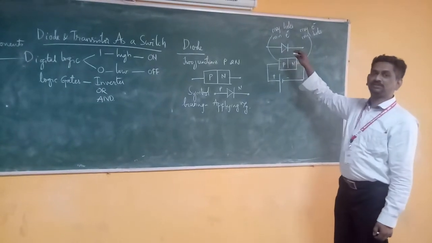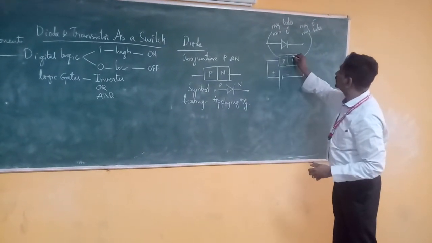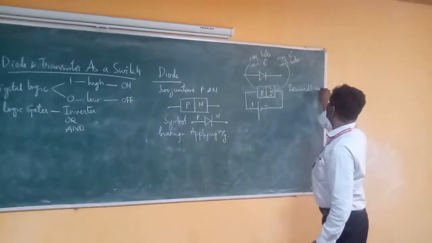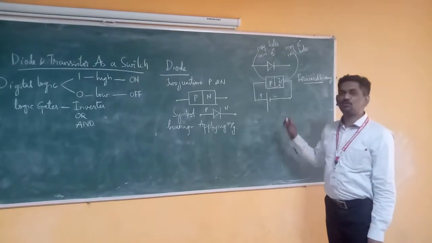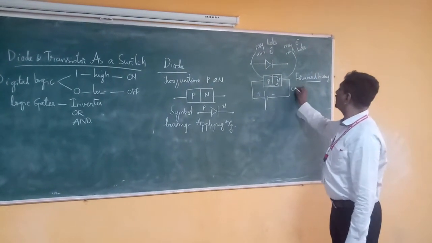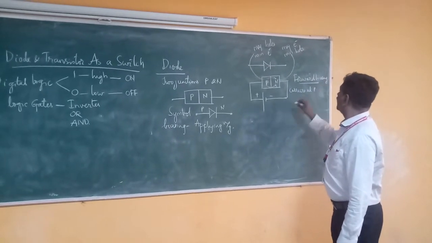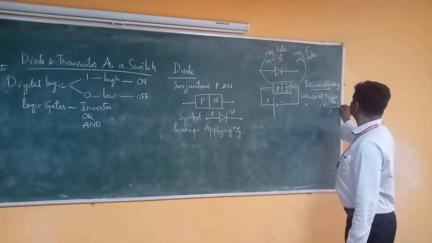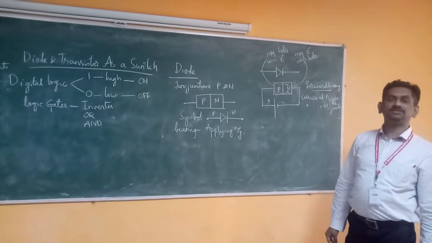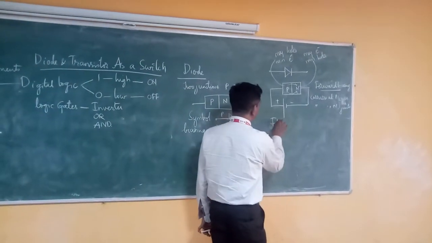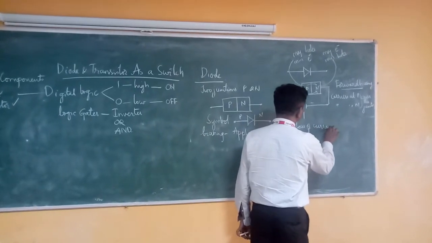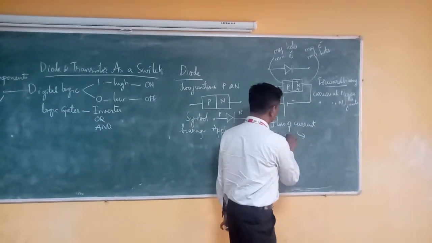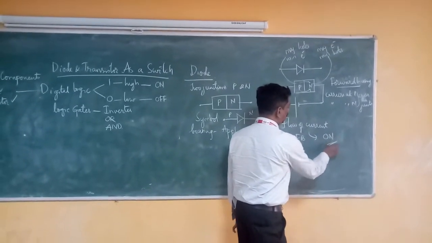Here the depletion width forms thinner. After some time they cross the junction. So this is called forward biasing. So what happens when this voltage is increased, the carriers at P and also the carriers at N both cross the junction. The flow of current will be happening, and hence I say during forward bias it is on.